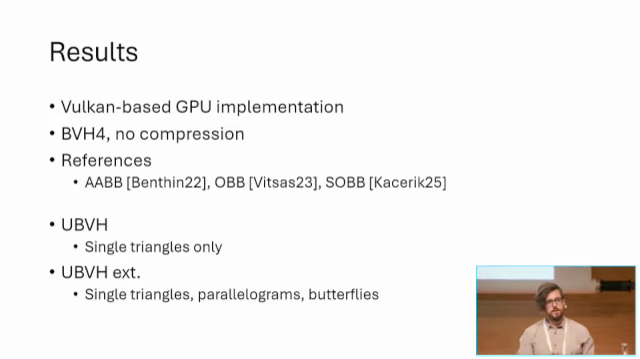So that was the theory, and how does this behave in practice? The main thing I want to introduce here is that we measure the uBVH in two configurations. Let's say the baseline uBVH, when we only use the triangles, so all triangles are represented by their own SOBB, and the so-called extended uBVH, where we also use the triangle pairs in the form of parallelograms and butterflies.